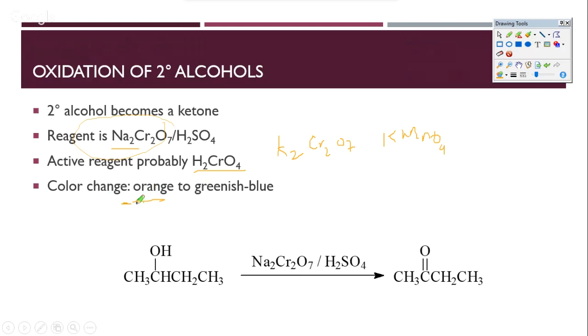Color change is generally from orange to greenish blue. Why? Because this greenish blue is because of the chromium 3+ ions that are formed. Orange is the color of potassium dichromate, which is K2Cr2O7, or even sodium dichromate, which is orange in color. And greenish blue is because of chromium.